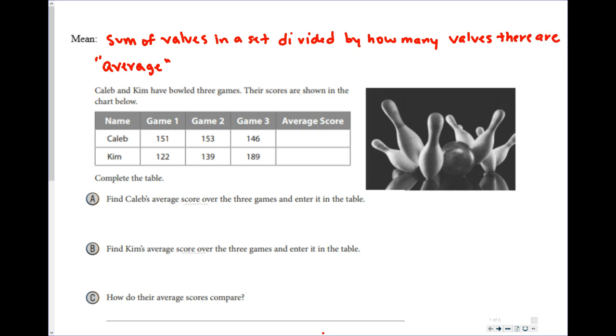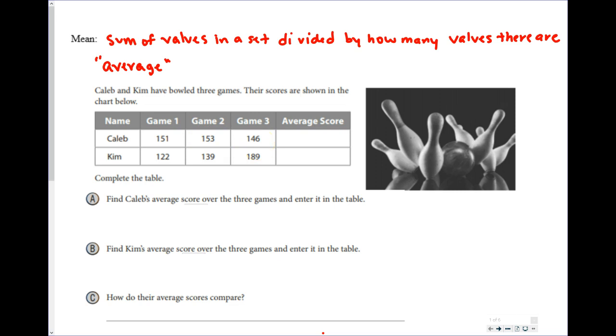Okay, so in this learning target today, we're going to work a lot with the mean. It's going to become pretty important. So let's take a look at the first example. Caleb and Kim have bowled 3 games. Their scores are shown in this chart below. So Caleb scored 151, and then 153, then 146. Kim scored 122, 139, and 189.